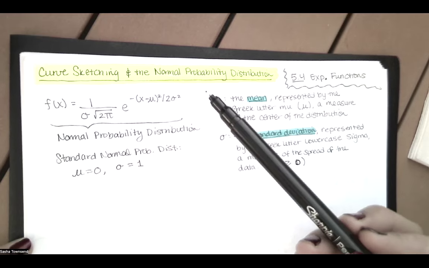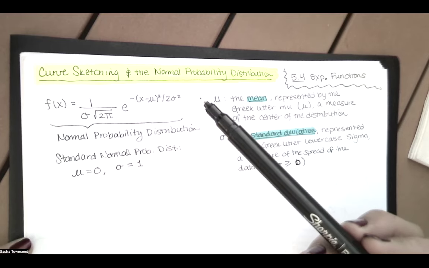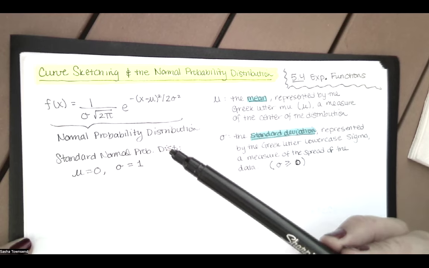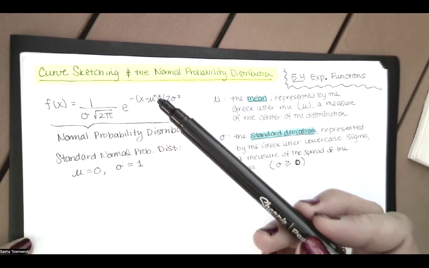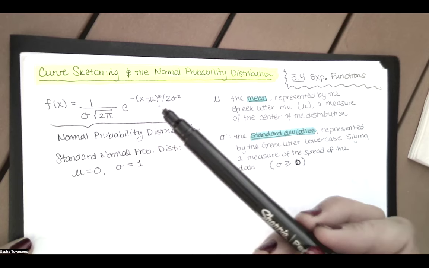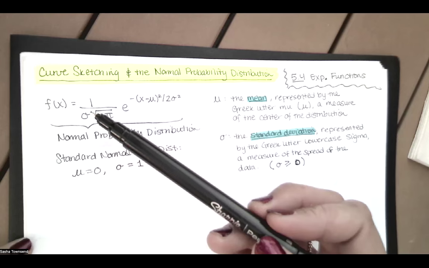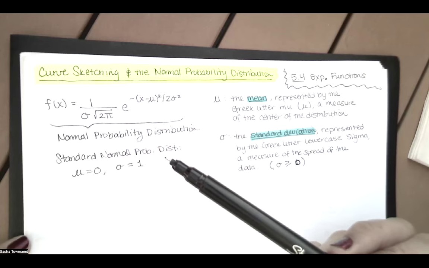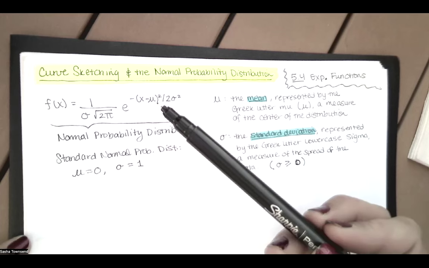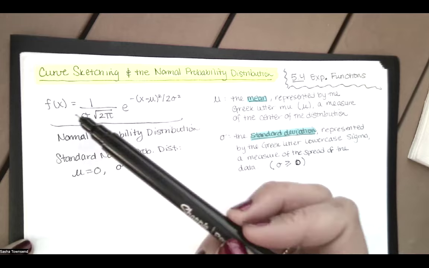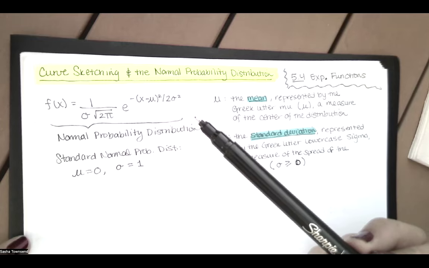Now, this is a function from statistics. It's a very important function. It's called the normal probability distribution. We call it the standard normal probability distribution if this parameter, which is called the mean, is equal to 0, and this parameter, which is called the standard deviation, is equal to 1. But there are lots of other normal probability distributions with means other than 0 and standard deviations other than 1. But all of these functions basically have the same shape.